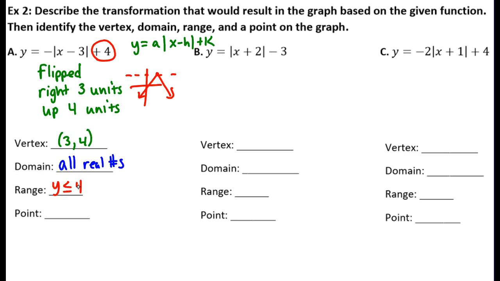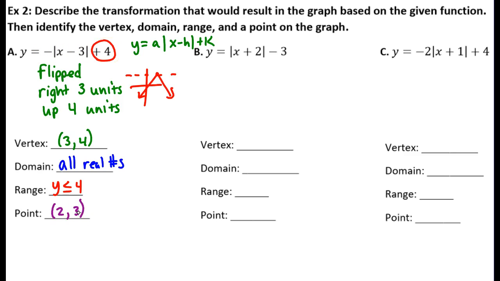Okay. The point, another point on this graph, so it's just telling us to select any other point on this graph. So substitute in a number that is close to this value of 3. So like if I choose 2, 2 minus 3 is negative 1. The absolute value of negative 1 is 1, but then I want to make it negative. So negative 1 plus 4 is positive 3.